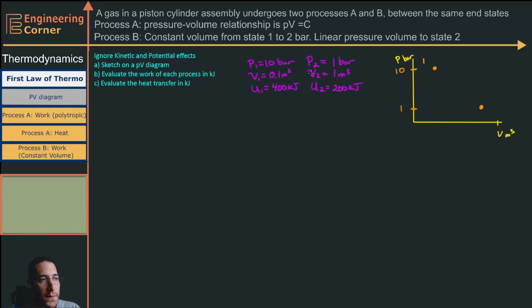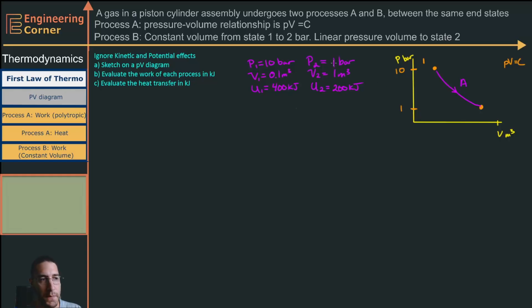Well, we were told that the pressure-volume relationship is given by PV equals C. So it's some polytropic process. If we had n right here, n would just be equal to 1. So it's some process, and this is what the process will be. It's not linear, but it has some sort of curve to it. So this is process A. Now let's do process B.